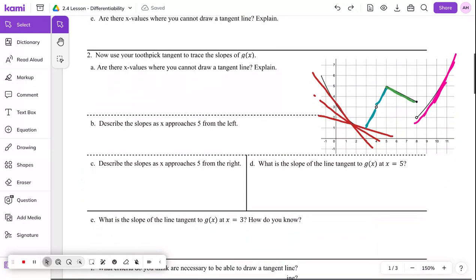You're going to be asked questions related to this particular graph. Again, are there x values where you cannot draw tangent lines? Explain. Describe slopes as x approaches 5 from the left and the right. What is the slope of the line tangent to g at x equals 5, etc. So you're going to work through. I want you to hit pause and give yourselves about 7 to 10 minutes to work just on the front page. Then I'm going to go through and talk about certain answers on this front page. So please hit pause.